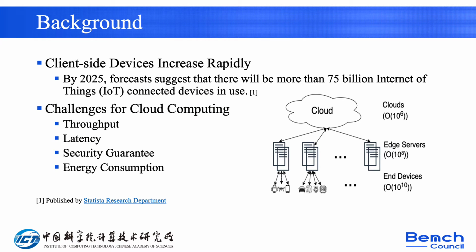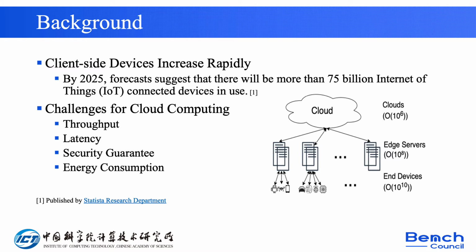By 2025, forecasts suggest that there will be more than 75 billion Internet of Things connected devices in use. With the explosive growth of those client-side devices, raw data produced by these devices will be enormous, which makes conventional cloud computing not efficient enough to handle all this data. What's more, using the cloud as a centralized server simply increases the frequency of communication.